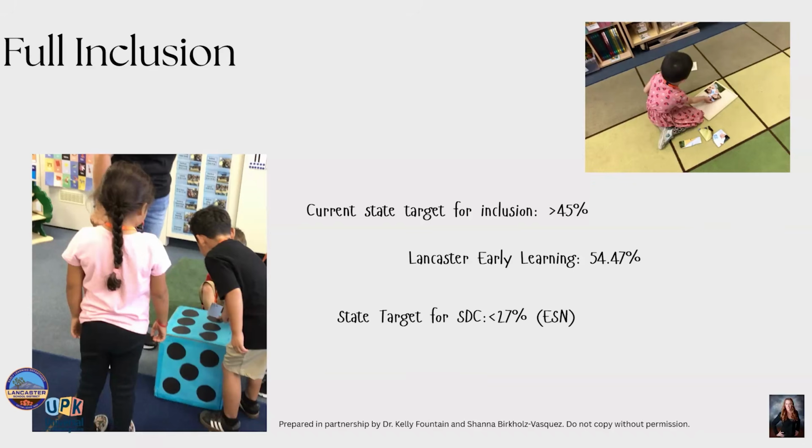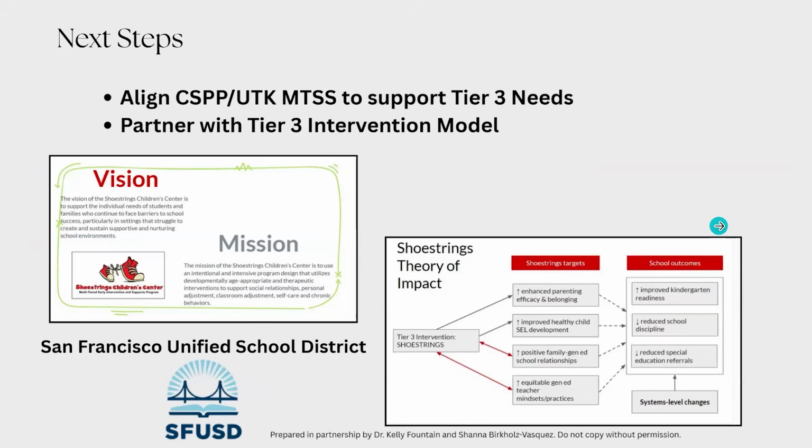Our state target right now is to have less than 27% of extensive support needs children in segregated classrooms. And we are working to increase more spots or more opportunities for our extensive support needs children. Currently, we have 35.77% included in our program. And we're working to design space next year to create more mobility for children that have additional supports needed to support their inclusion. Our next steps are pretty exciting.